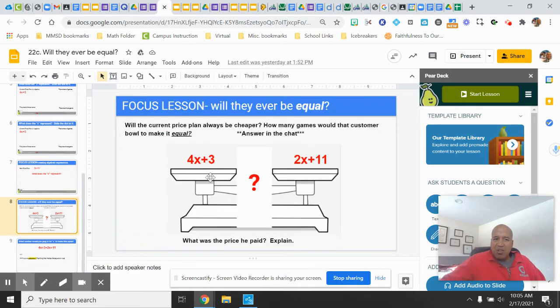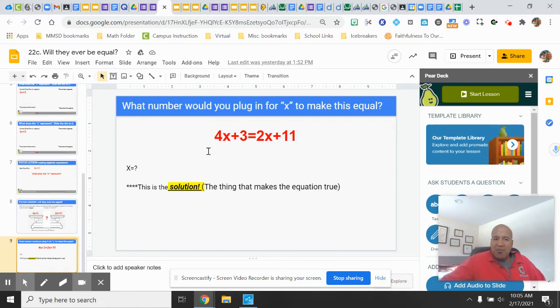And then we said, well, what happens if we take the first price plan and we set them equal to the second price plan? So 4x plus 3 equals 2x plus 11. And we figured out that x equals 4 would make these two things equal. So if we substitute a 4 in there, we'd have 4 times 4, which is 16, plus 3, which is 19, and 2 times 4, which is 8. 8 plus 11 is 19. So 19 equals 19.